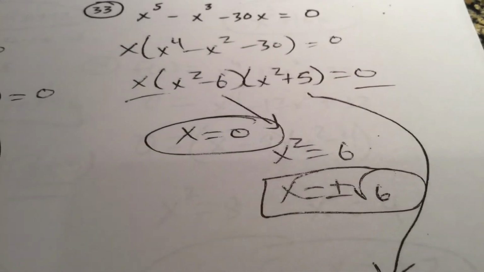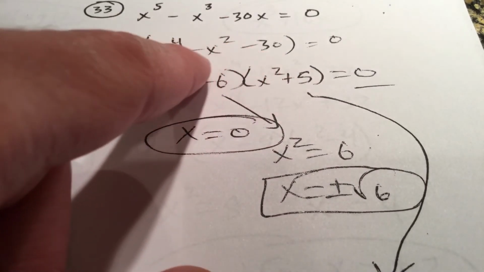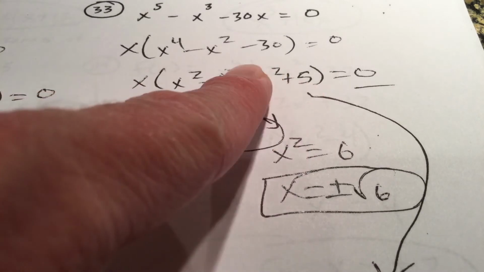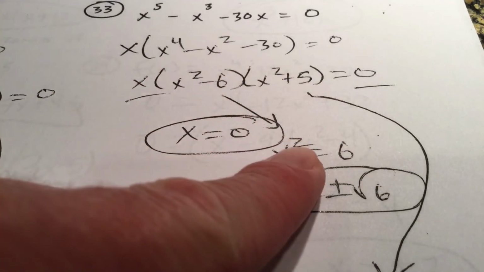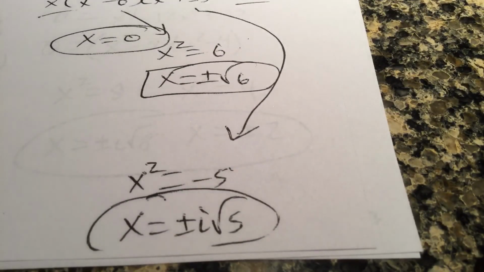33 is just like 31. Factor out the x they have in common. Ask yourself what multiplies to 30 and differs by 1. x squared minus 6, x squared plus 5. Cover up method. x squared equals 6. x squared equals negative 5. x equals 0. And those are your answers.